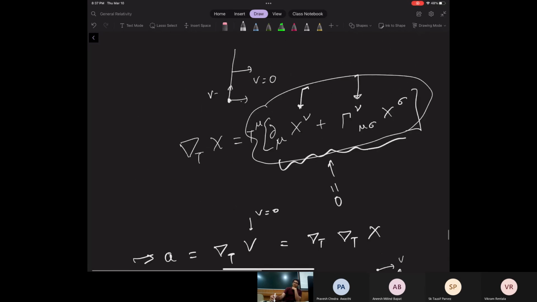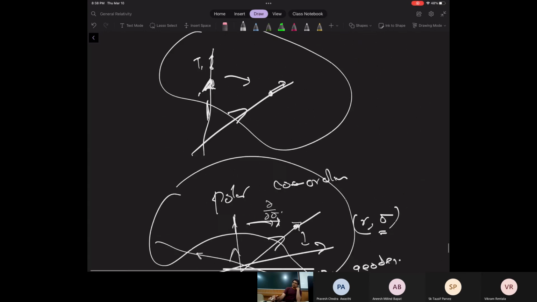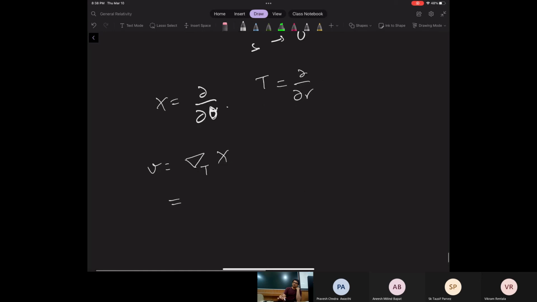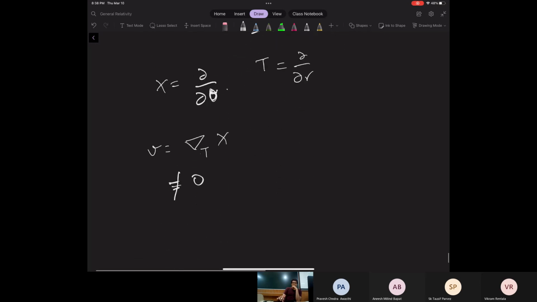Okay, maybe we'll have to work it out in components because you need to look at all those Christoffel symbols. But yeah, maybe here you'll see that V is non-zero. Okay, but it's still flat space even though V is non-zero. Sorry? I would expect V to be non-zero but constant. V is non-zero but constant. Yeah, V is non-zero but maybe constant. So let's see if we can show that.